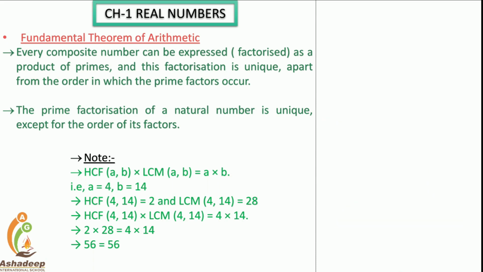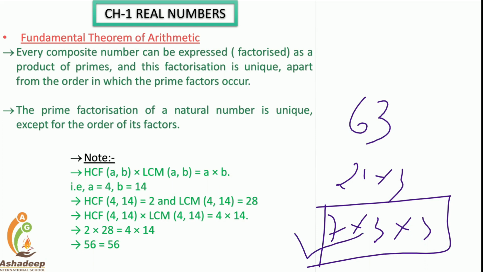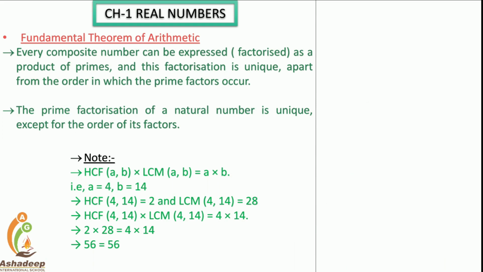So these numbers are unique. For example, if you take 64, you can find 2 multiplied more than 5 times. If I write 63, it is nothing but 21 times 3, and 21 is 7 times 3. So this is the unique factorization. You can never find the same combination, 7 one time and 3 two times, with other numbers.